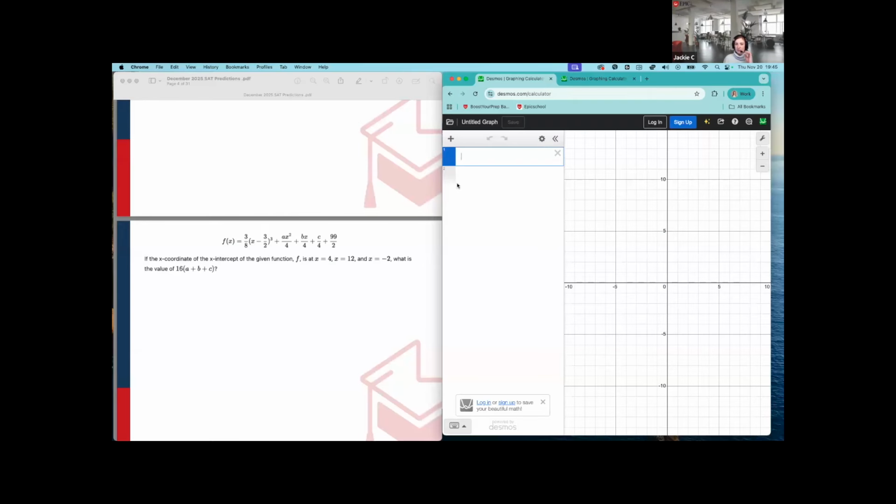Okay, so this one definitely would get messy algebraically, but we can solve it, I think, in under 2 minutes for sure, maybe even a minute on Desmos. So again, we do have coordinates provided to us. It tells us the x-intercept. So for all of these, the y value will be 0. So let's go ahead and type that into our table. That would be x is 4, 0, 12, 0, -2, 0.